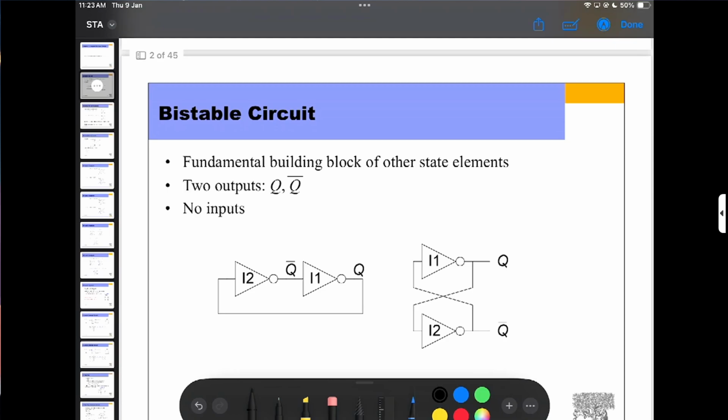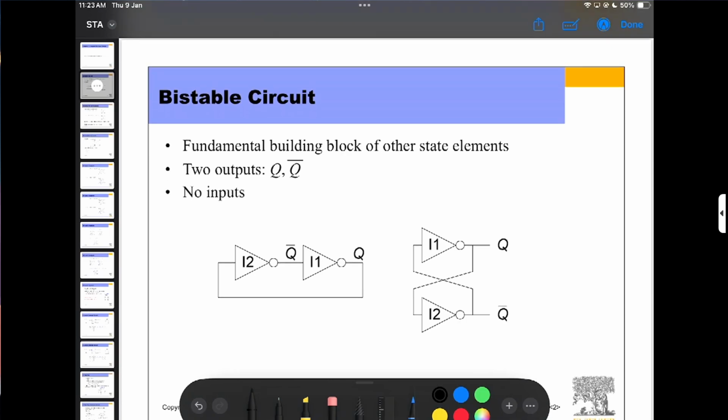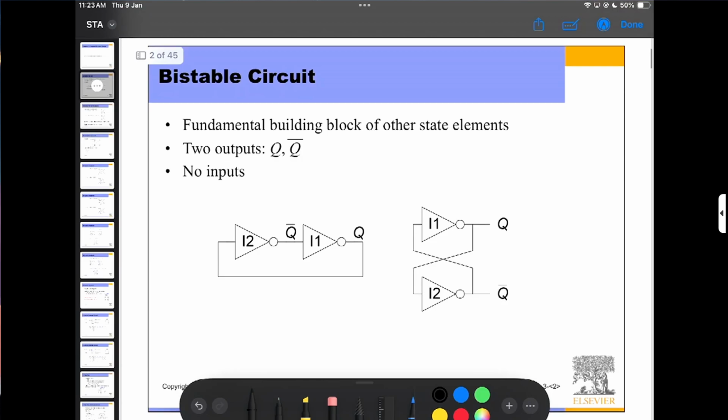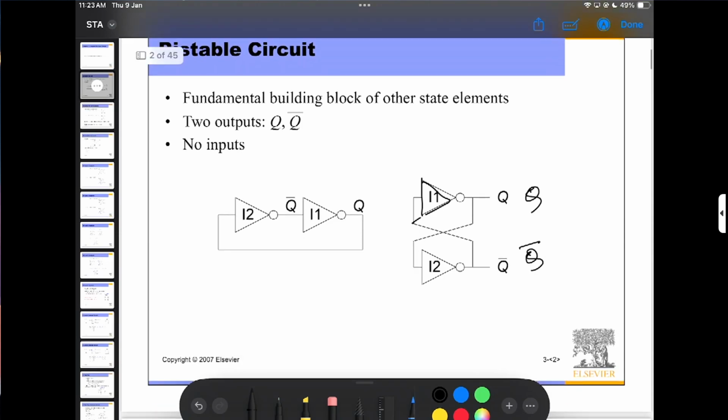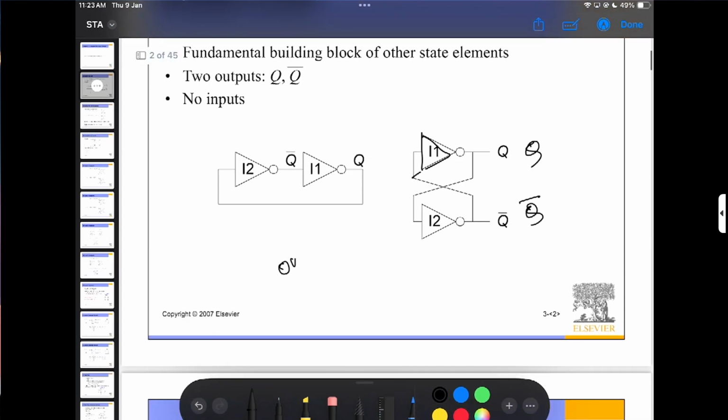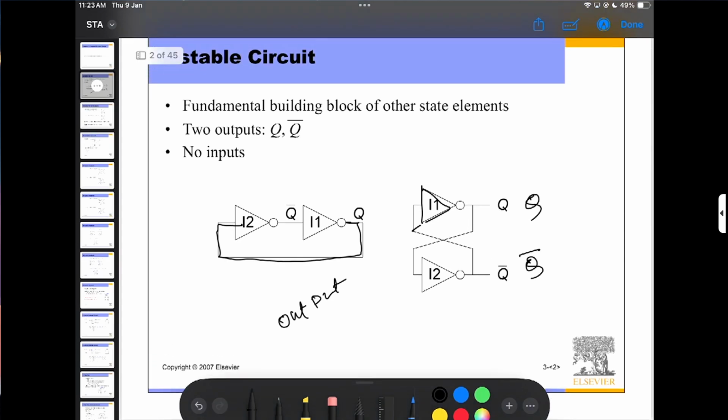So basically, this is a bistable circuit, the fundamental building block of the other state elements. So here is a bistable circuit. There are two outputs, here is Q and here is Q bar, and these are I1 and I2. They are just like NOT gates, and there are no inputs, so whatever the output is, that is the input of the next gate. So this is a bistable circuit.